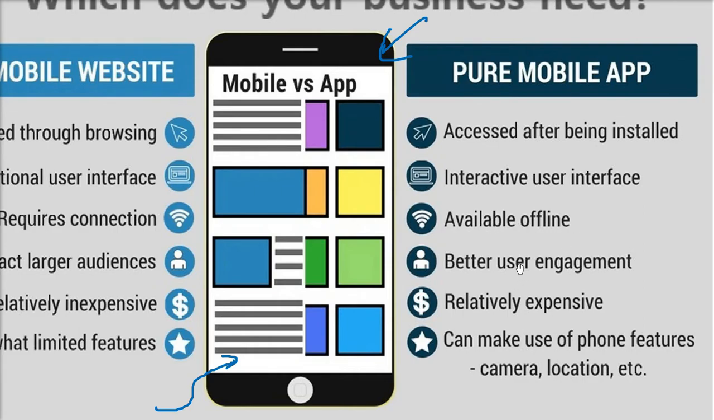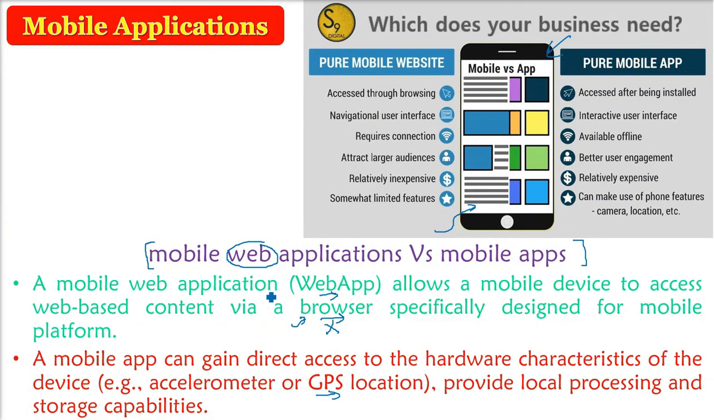Better user engagement, because you are interacting, because it is an interactive user interface. Relatively inexpensive as compared to the other one. And as I said, because it is a pure mobile app, it can employ the phone features like the camera, like the location, like the GPS we already discussed.